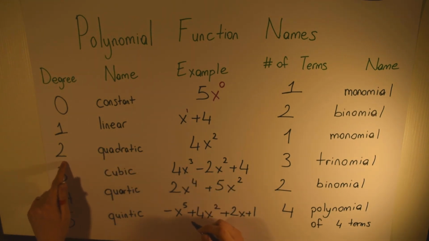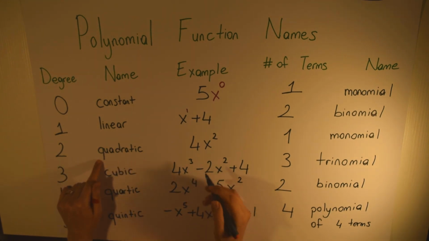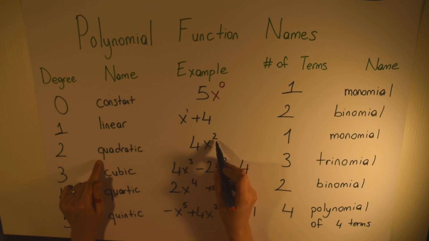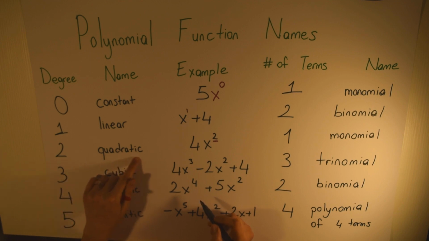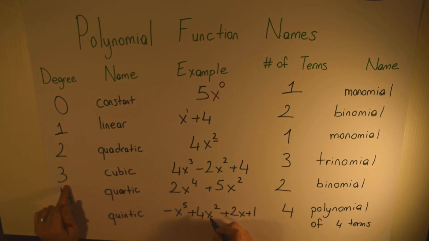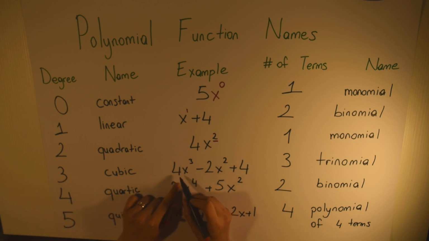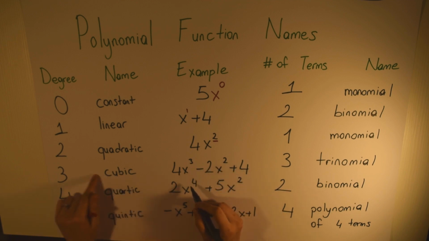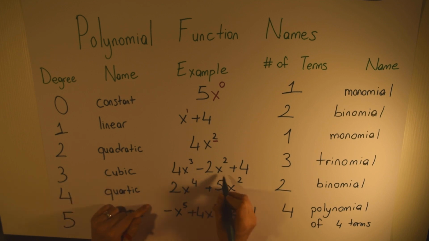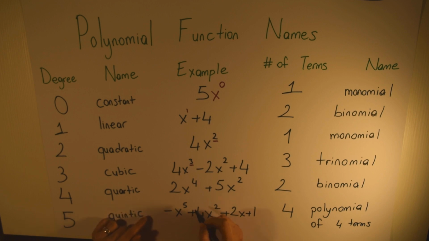When its degree is 2, it's called quadratic. So here we have 4x to the power of 2, its degree is 2, which means its name is quadratic polynomial function. When it has a degree of 3, it's called a cubic function, and here we have 4x to the power of 3 minus 2x to the power of 2 plus 4, right? Degree, what was the degree? Once again, degree is the biggest exponent in our function, so here 3 is our biggest exponent. That's why it's called a cubic polynomial function.